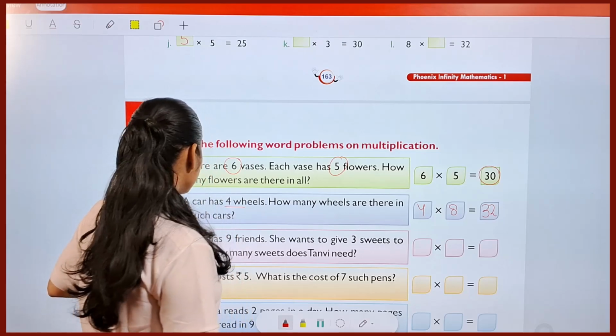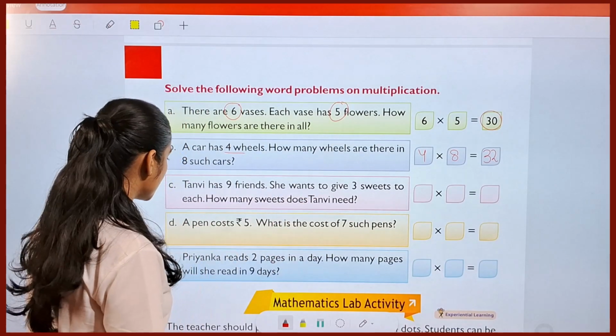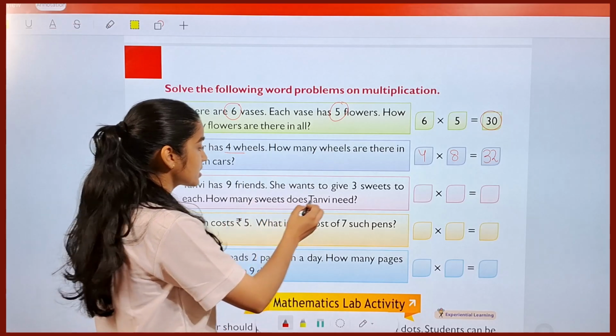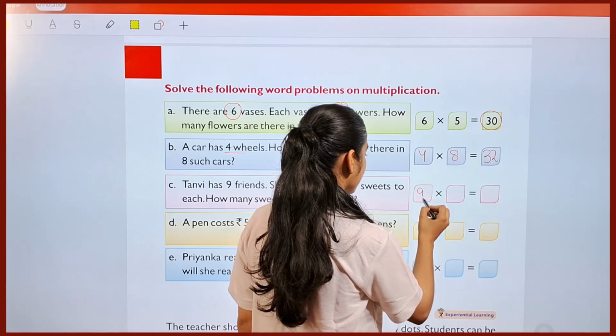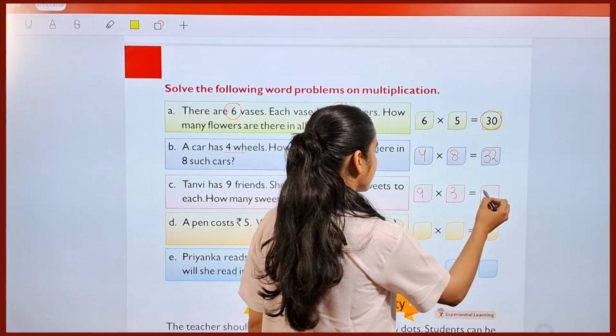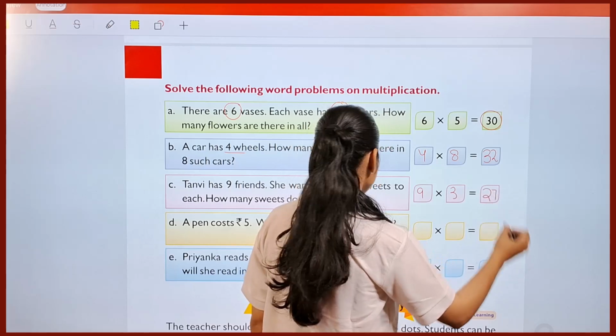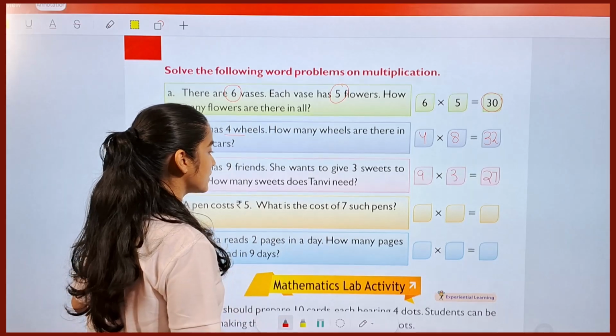Next, Tanvi has 9 friends. She wants to give 3 sweets to each. How many sweets does Tanvi need? So if she has 9 friends and wants to distribute 3 to each, so 9 multiplied by 3, she needs a total of 27 sweets. A pen costs 5. What is the cost of 7 such pens?